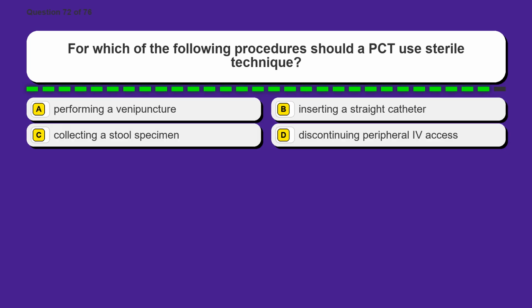Question 72. For which of the following procedures should a PCT use sterile technique? Option A. Performing a venipuncture. Option B. Inserting a straight catheter. Option C. Collecting a stool specimen. Option D. Discontinuing peripheral IV access.